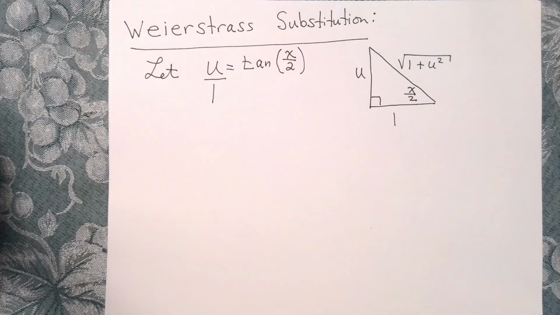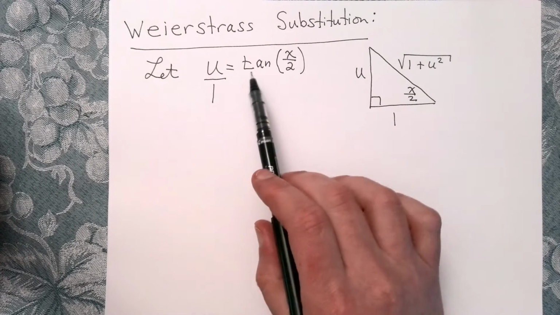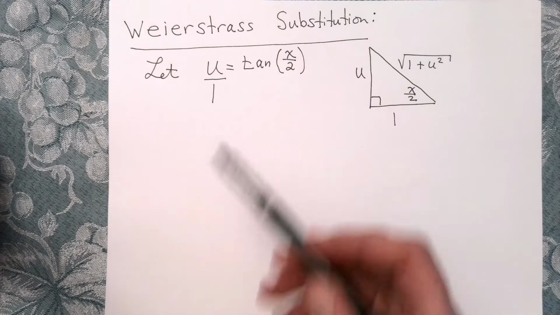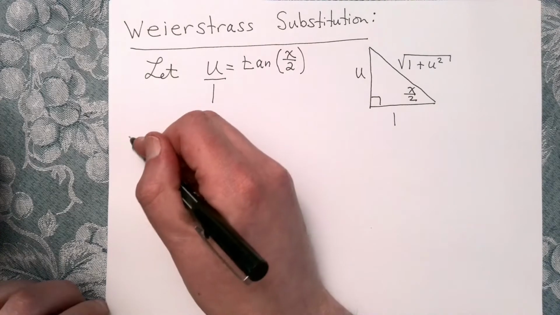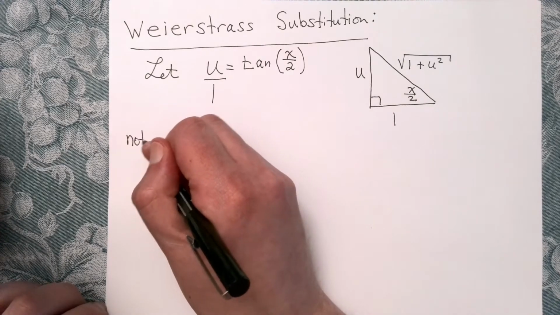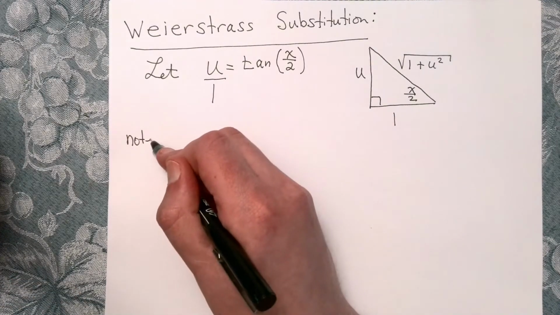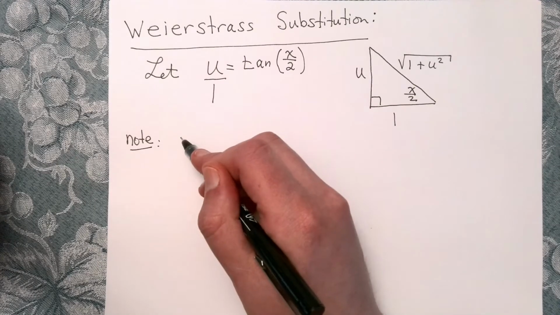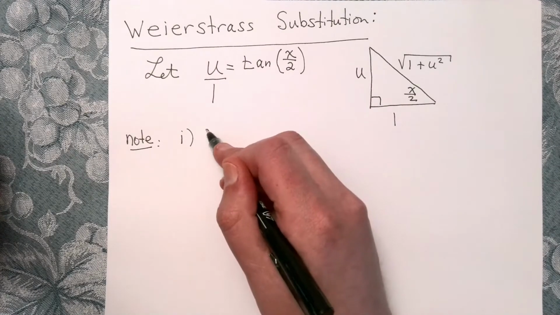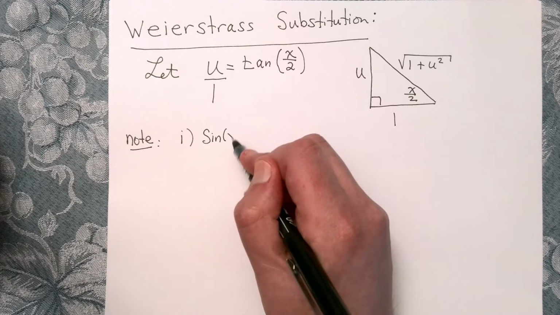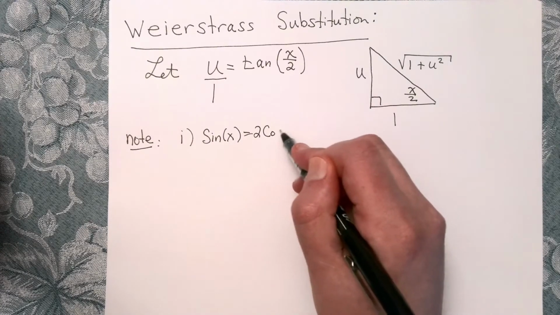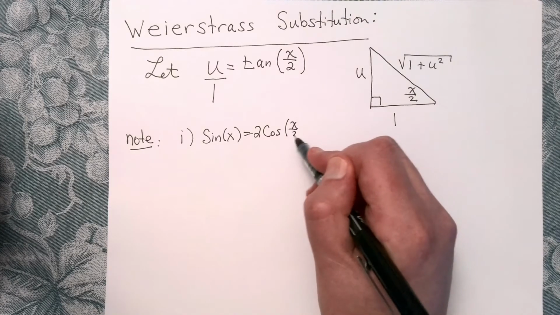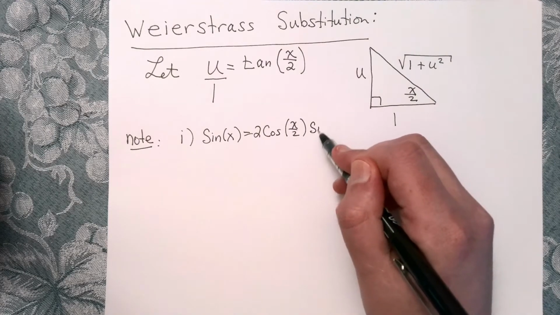So the Weierstrass substitution looks like this. We're going to let u equal tangent of x over 2. So we put u over 1 and fill in the right triangle. And so first, I'd like to get my hands on sine of x. And in order to do that, I'm going to use that double angle formula I just mentioned for sine. So sine of x is equal to 2 times the cosine of half of x times the sine of half of x.